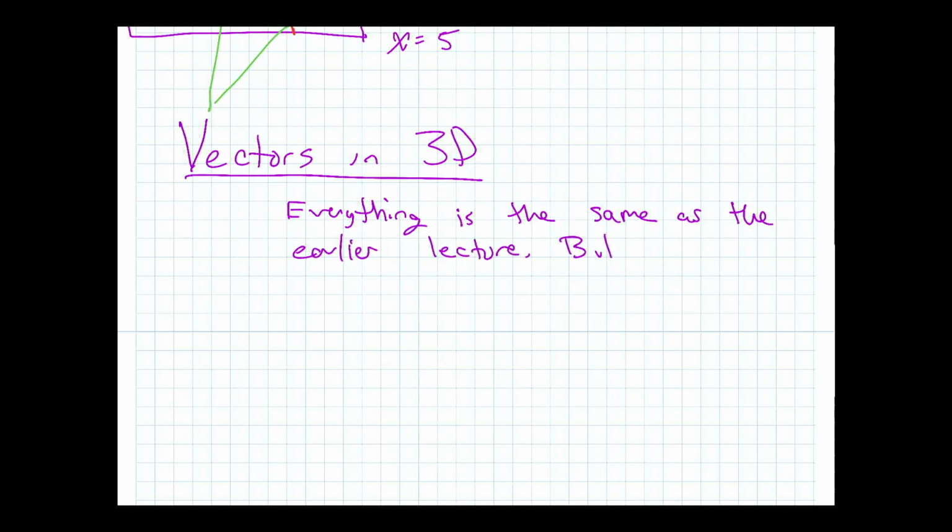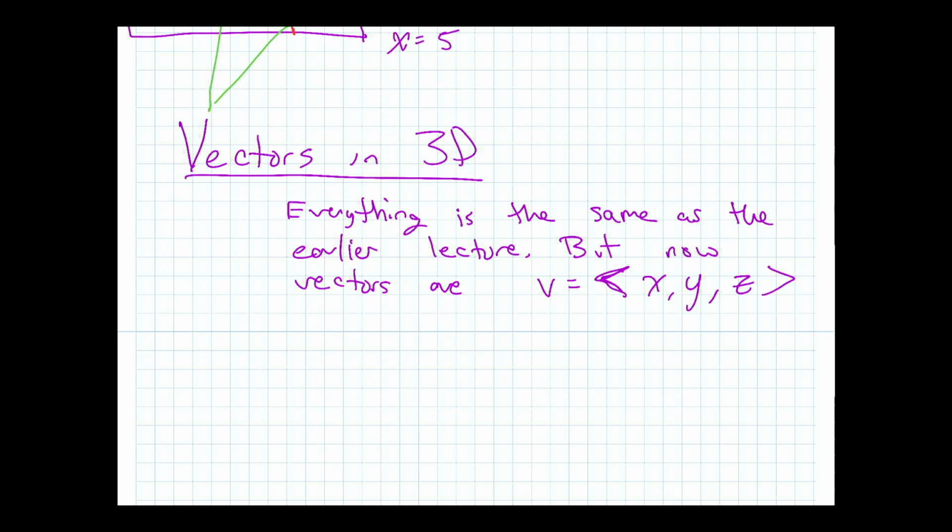But now, vectors are like this. Like v equals, and now you've got your triangular brackets, and now you've got an x, a y, and a z. That's the difference. Other than that, all of the formulas are going to be the same. Everything is going to work identically.